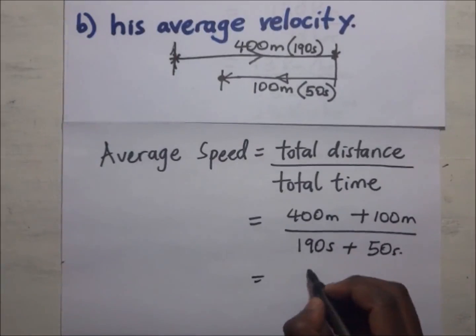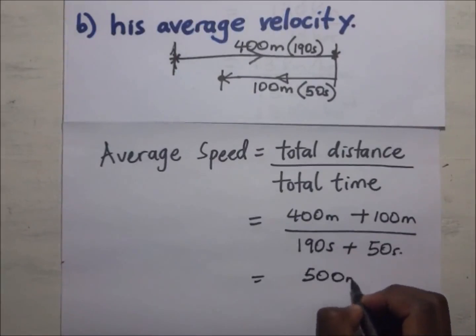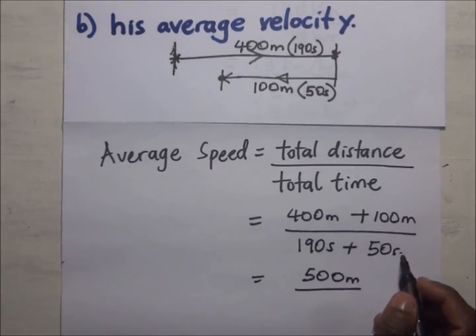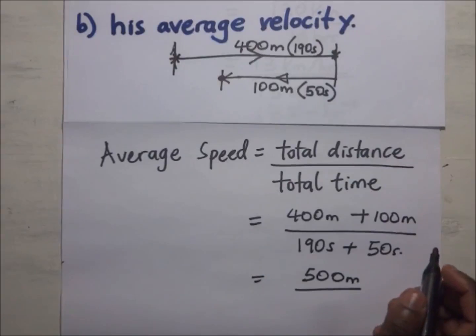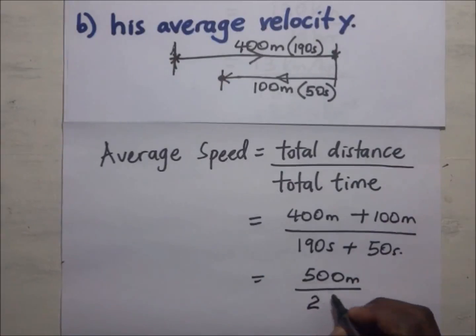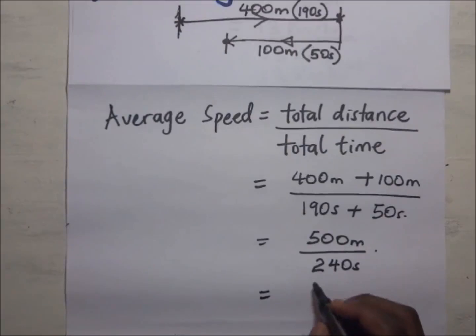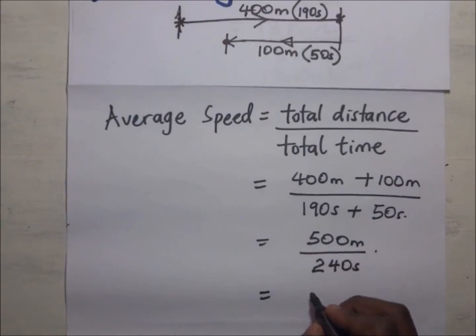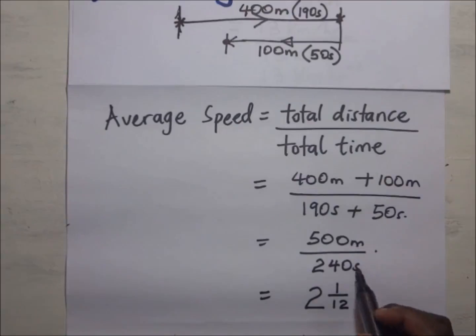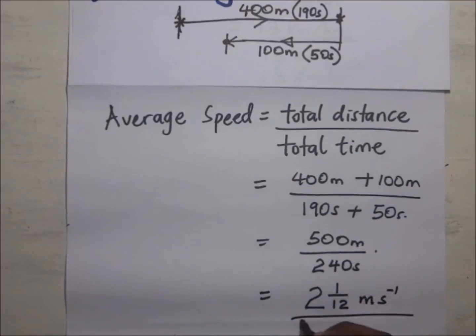So the total is going to be 500 meters. Divide that by the total time taken. The total time taken is definitely going to be 240 seconds, so the average speed is going to be 1 meters per second.